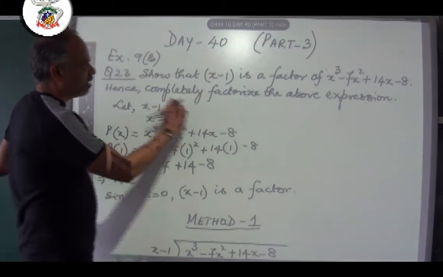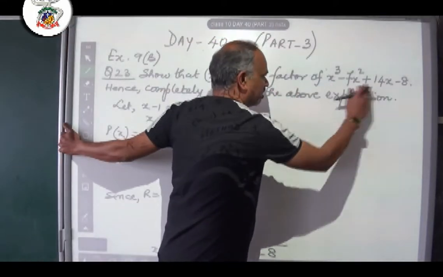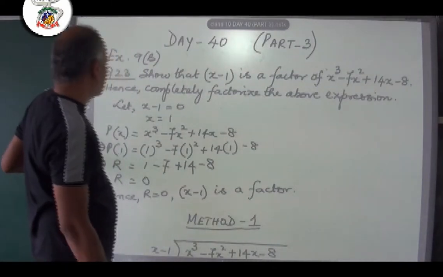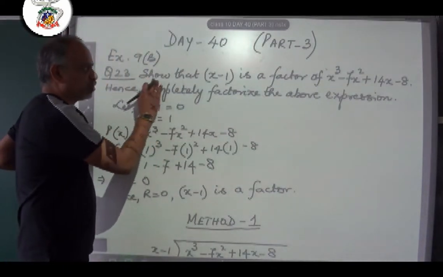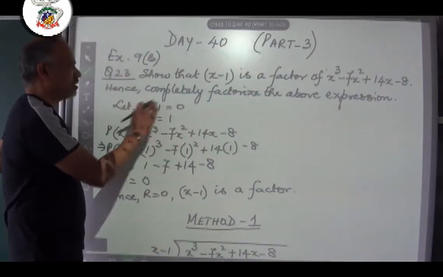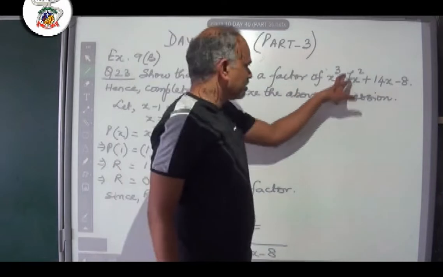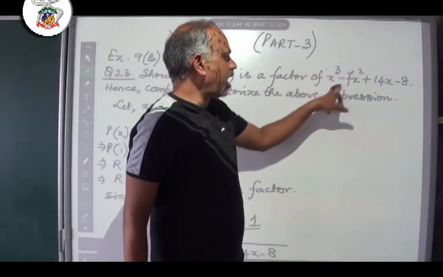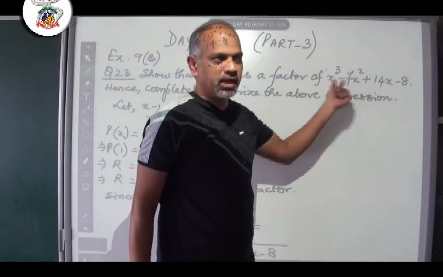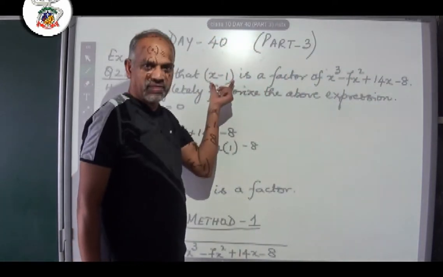The question is, show that x minus 1 is a factor of the polynomial given here, that's x cubed minus 7x squared plus 14x minus 8. The first part is show that this one is a factor, and the second part is hence completely factorize the above expression. If you look at this, the polynomial has highest power 3, which means there are 3 factors present.